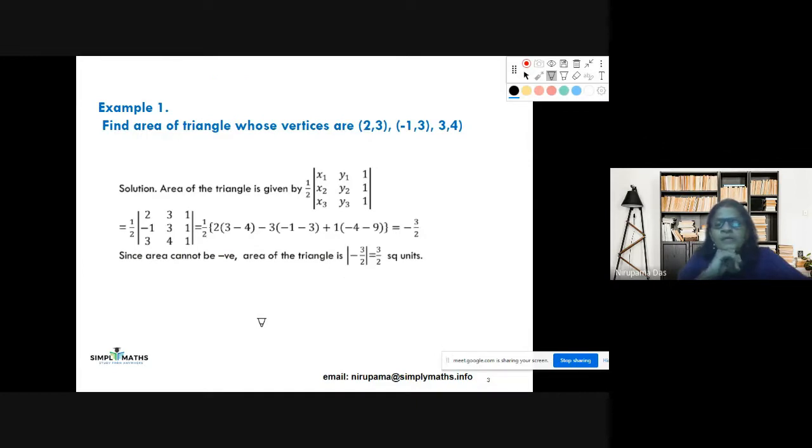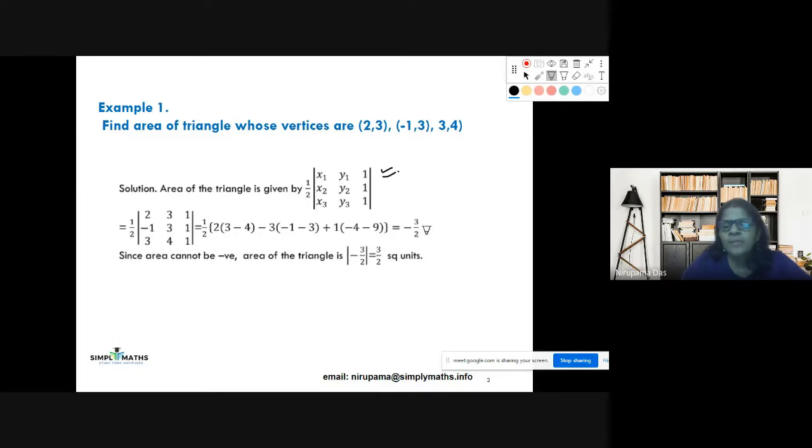Okay, so we can take the questions from exercise 4.3 of the NCERT textbook. Let me take one example here. Find the area of the triangle whose vertices are (2, 3), (-1, 3), (3, 4). So area of the triangle is given by half of this. We can evaluate the determinant.